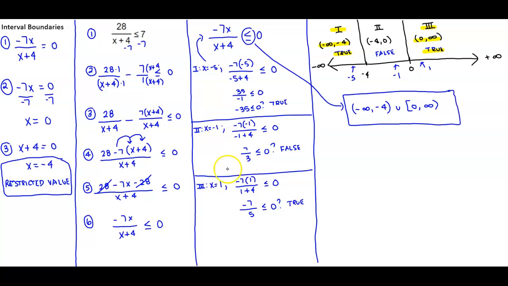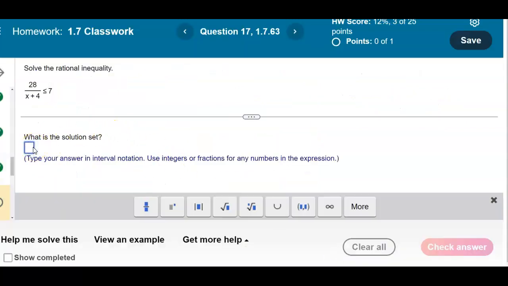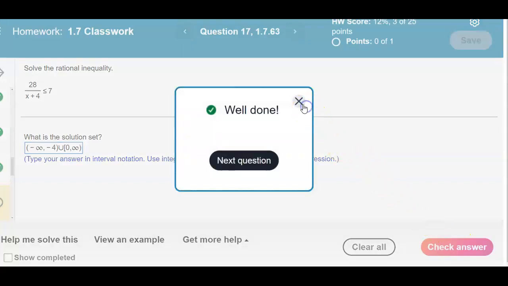Let's go ahead and put that into our answer to check. So we have parentheses, negative infinity, comma, negative 4 with parentheses, and the union symbol, the bracket because we're including the 0, comma, positive infinity with a parenthesis. Check our answer, and there is our result.